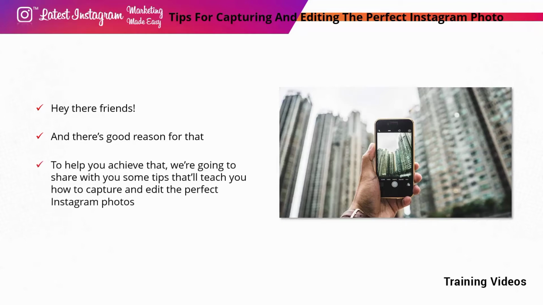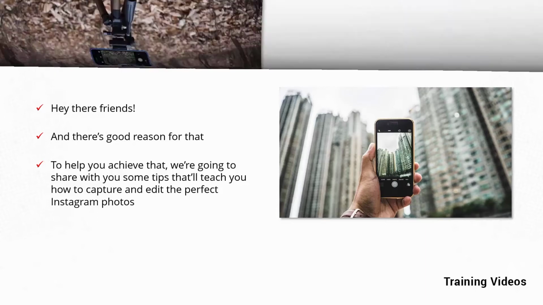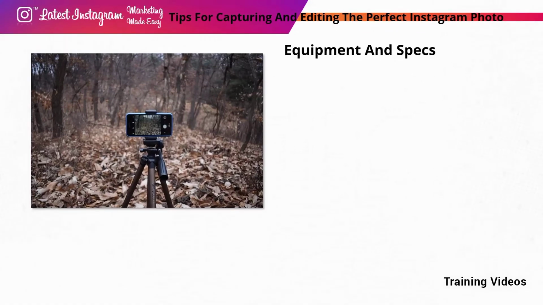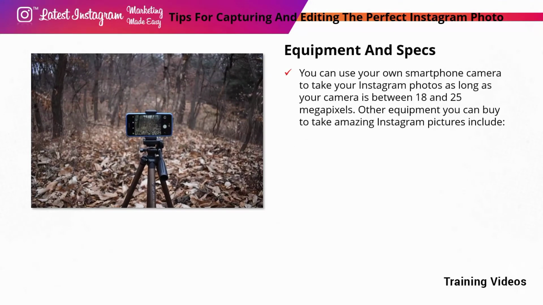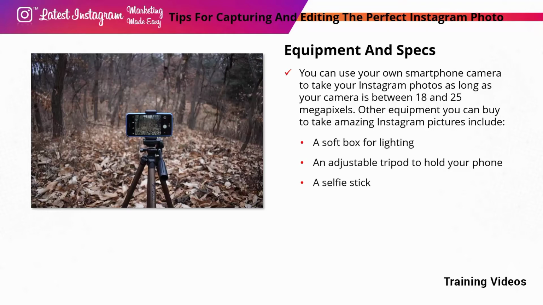To help you achieve that, we're going to share with you some tips that'll teach you how to capture and edit the perfect Instagram photos. Equipment and specs. You can use your smartphone camera to take your Instagram photos as long as your camera is between 18 and 25 megapixels. Other equipment you can buy to take amazing Instagram pictures include a softbox for lighting, an adjustable tripod to hold your phone, a selfie stick.